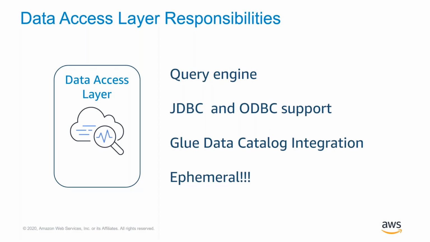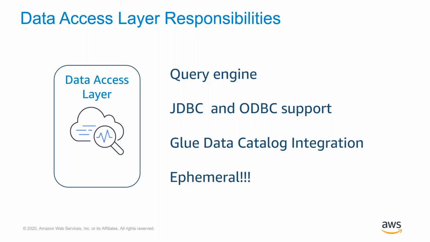The data access layer is responsible for the query engine, things like Presto, for example, that take SQL and return data. The data access layer needs to support JDBC and ODBC for some of the reasons we discussed earlier. And it needs to have direct integration with the Glue data catalog. You'll see on our next slide that every service I talk about here in a moment has direct access to the Glue data catalog.